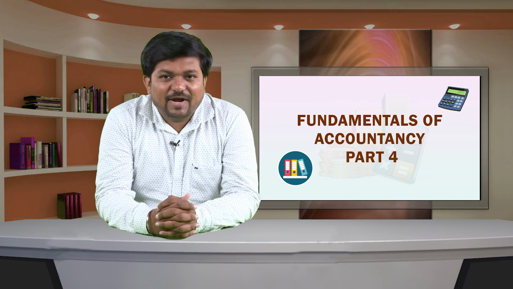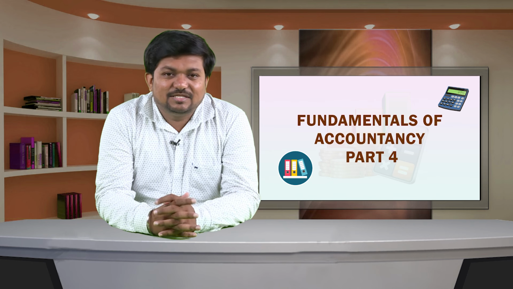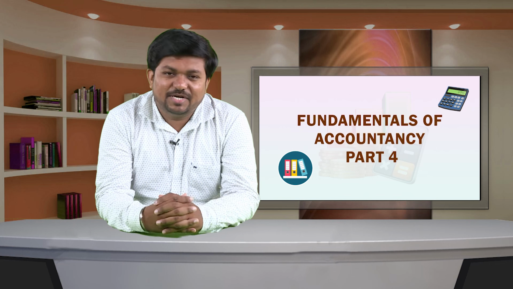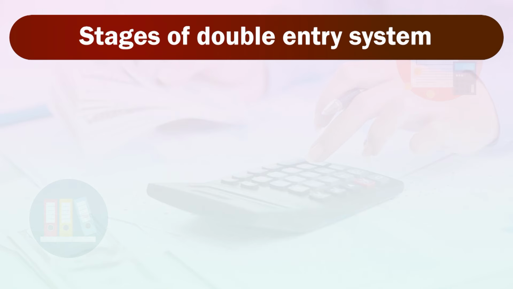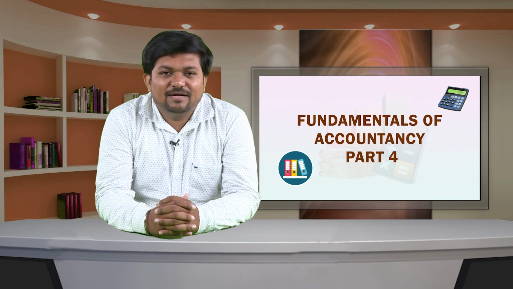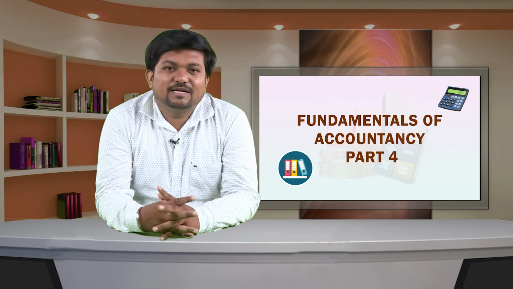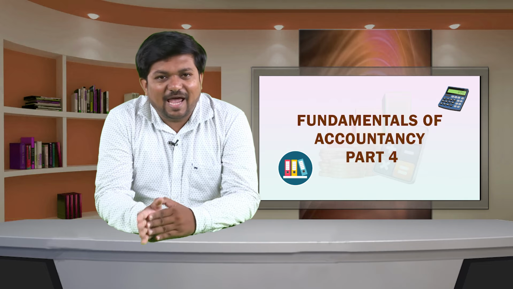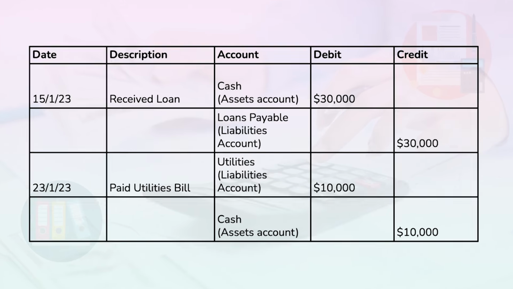It has well defined stages, and let us understand these stages for better knowledge of the double entry system. Stages of the double entry system. The double entry system is recognized as a scientific and complete system of accounting. The commencement stage of the double entry system is recording the transactions in the journal entry, and it ends with the preparation of the final accounts.